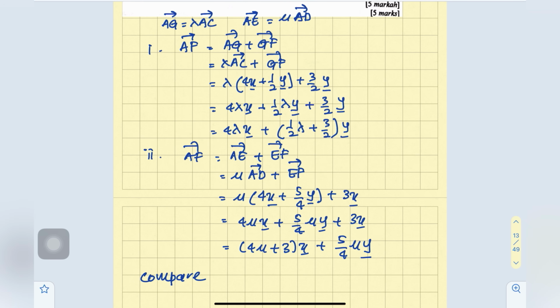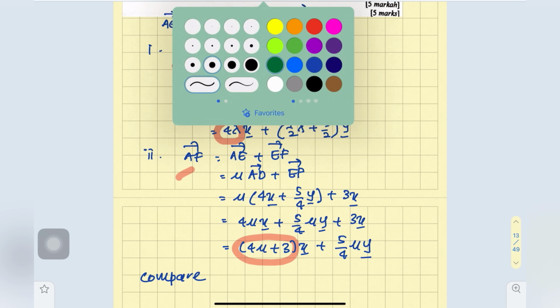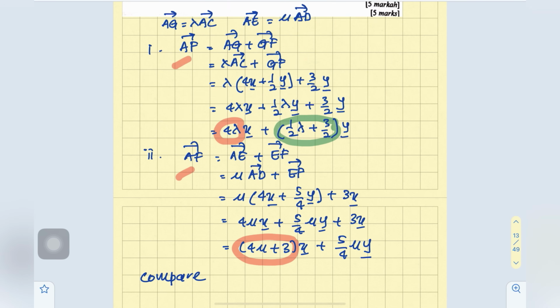Okay. Compare apa? Compare ni lah. Vector AF this one dengan vector AF this one. So X dengan X lah. Yang ni yang sama dengan ni. Kita compare. Vector X dengan vector X. Okay, vector Y dengan vector Y. Okay, so kita samakan.